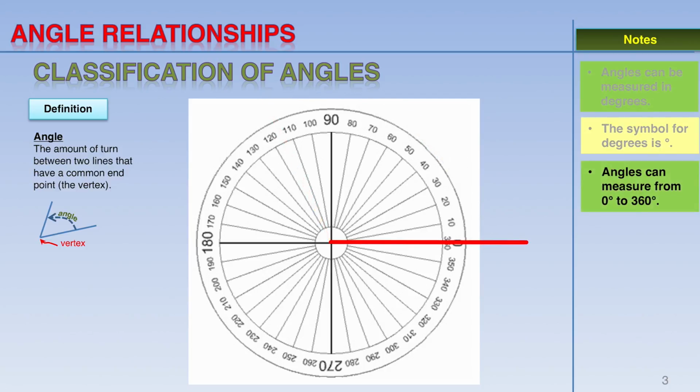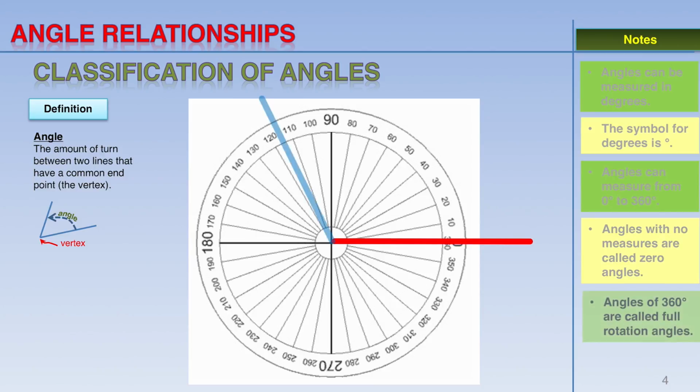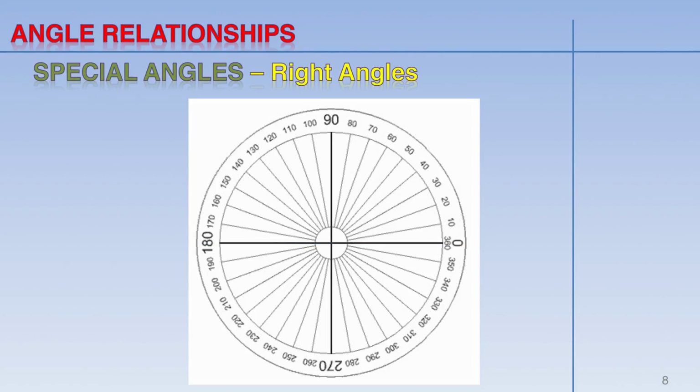Angles can measure from 0 to 360 degrees, a full circle. Angles with no measure are called zero angles. Angles of 360 degrees are called full rotation angles. Angles of 180 degrees are called straight angles. Okay, looking at some special angles.